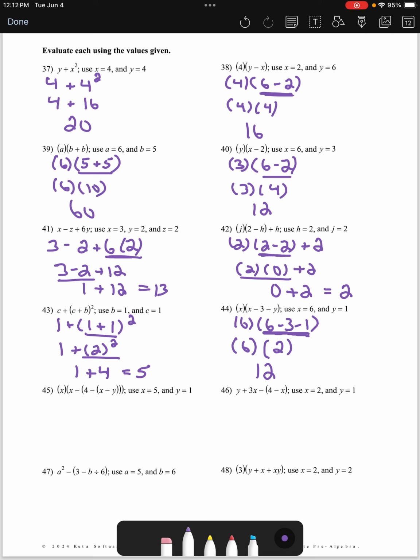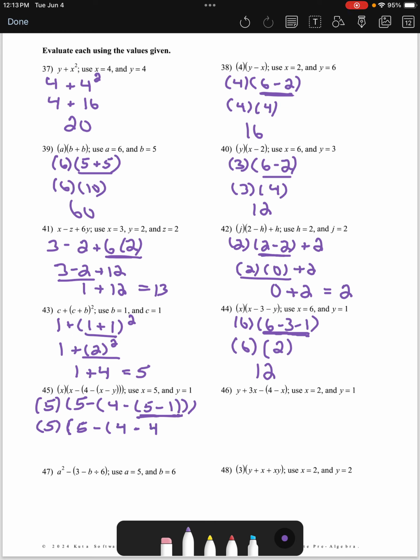Oh, look at all the parentheses in number 45. There are 3 parentheses after that y. All right, let's see if we can copy this right. Parenthesis, 5, close. Open, 5 minus open, 4 minus open, 5 minus y is 1, close, close, close. A lot of work here. Okay, this 5 minus 1 is first. It is the innermost set. So everything else is going to get copied exactly as it is.